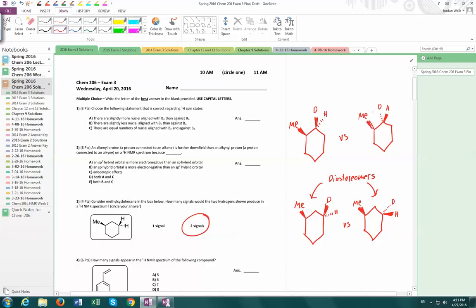Yeah. And so there would be 2 signals from that CH2. And in fact, I'm also forgetting about the hydrogen that's off of that carbon right there, that tertiary carbon. So you'd end up with 1, 2, 4, 6, 8, 10, 12 signals. And so that's again why you never are given that sort of problem.